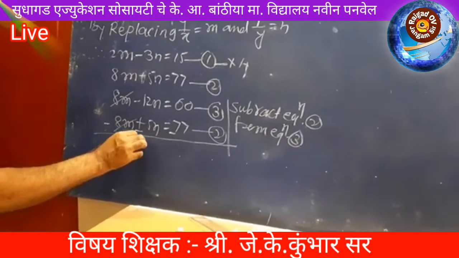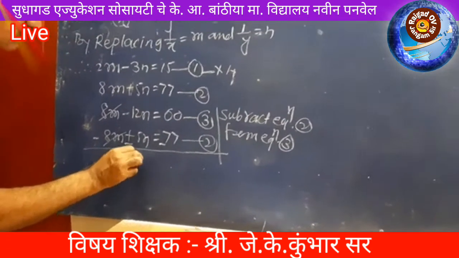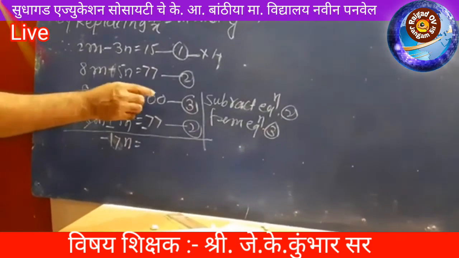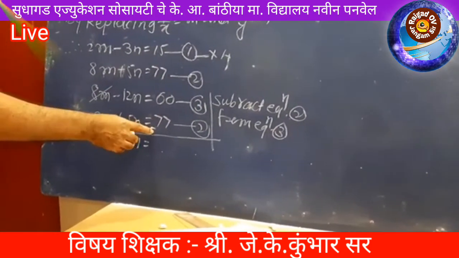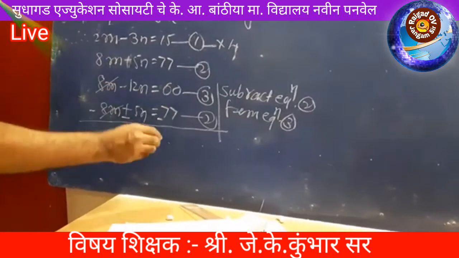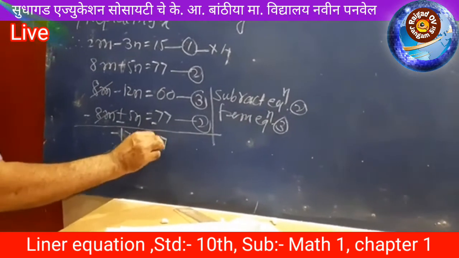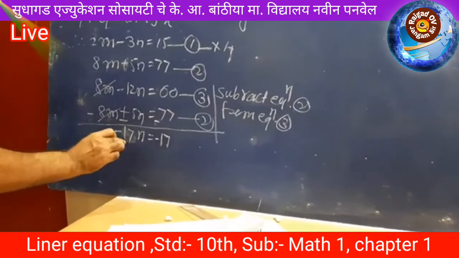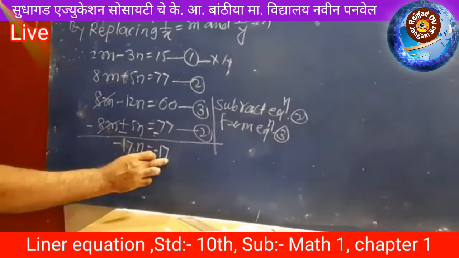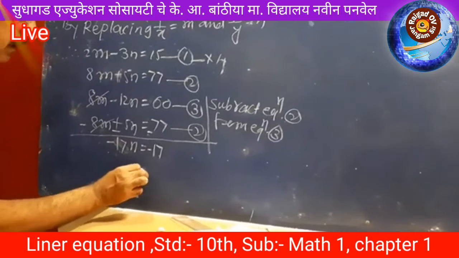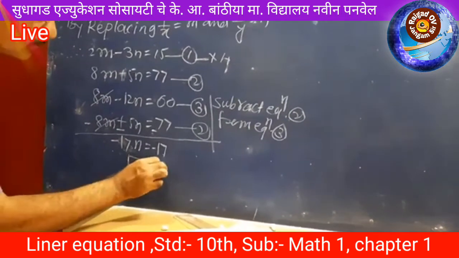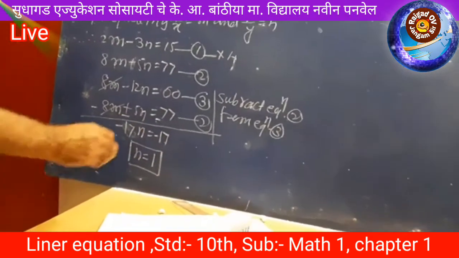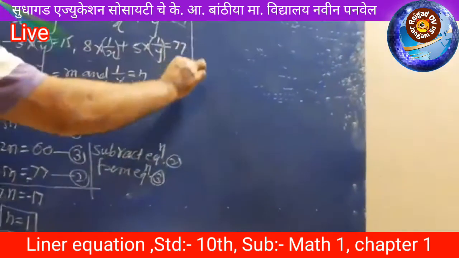Minus 17n is equal to, it is opposite sign, plus 16 minus 70. Subtract smaller number from bigger number, 17, and the sign of the bigger number is minus 17. Minus 17n is equal to minus 17, that is n is equal to 1. 17 ones are 17, minus minus gets cancelled.